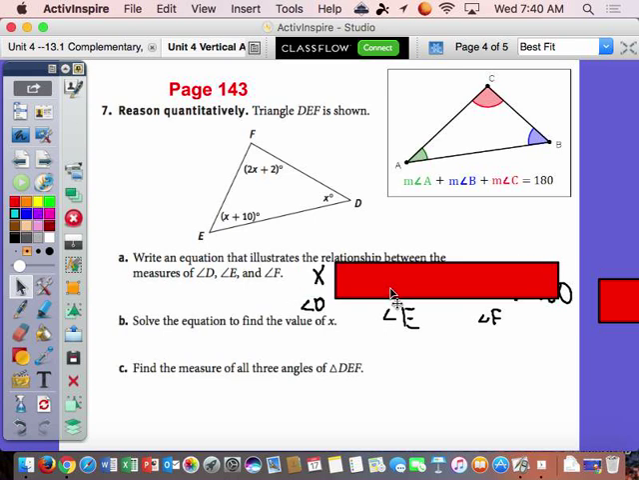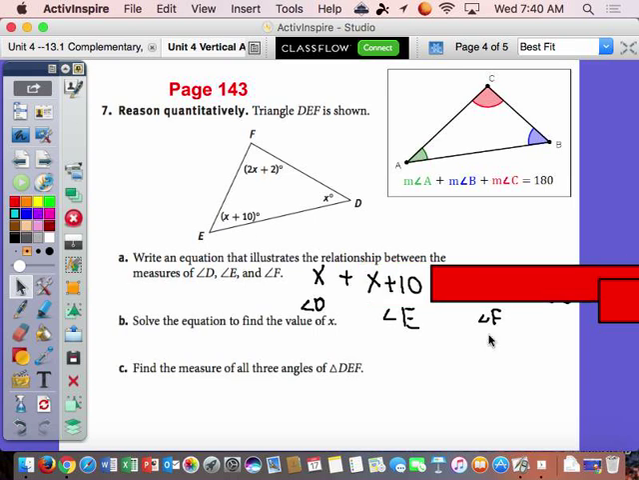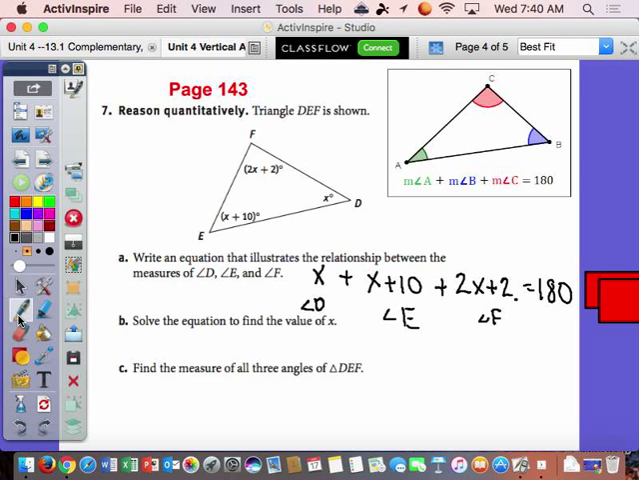X. Okay? We want to add the next angle. What is angle E right now as it's in the triangle? X plus 10. What is angle F right now inside the triangle? 2x plus 2. All right? And again, angle D, E, and F added together equals 180 degrees. They use A, B, and C up here, but it's still a triangle no matter what the letters on the outside say. Okay? Now, using our equation, we're just going to combine like terms first.